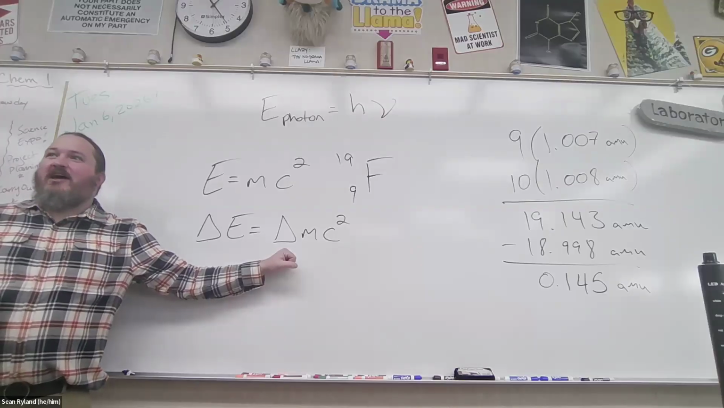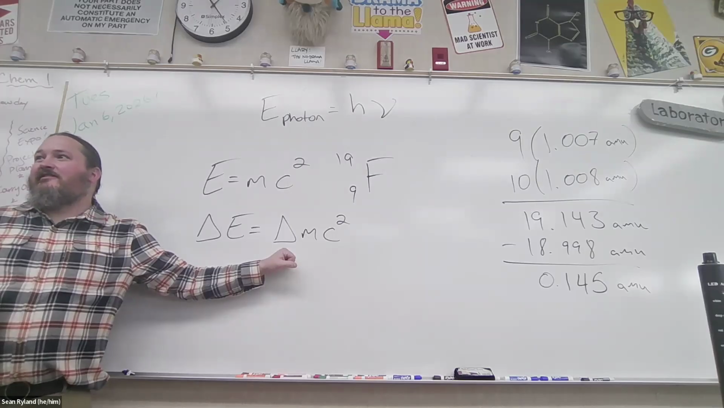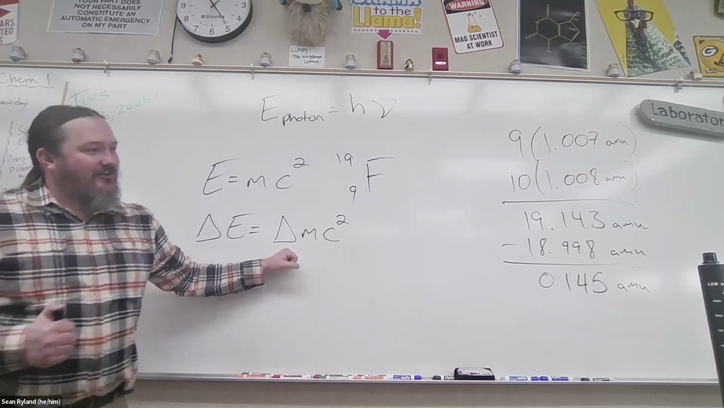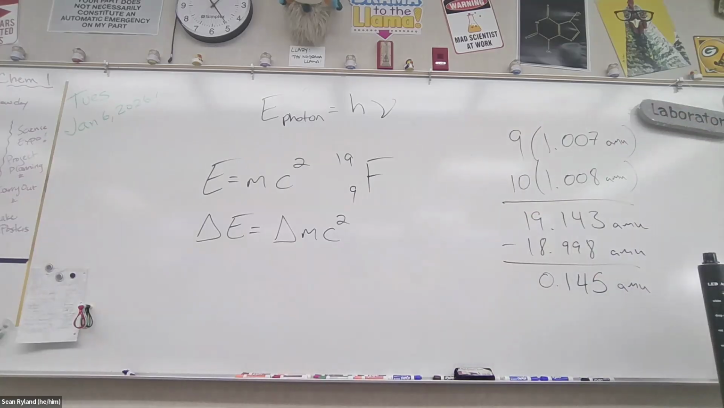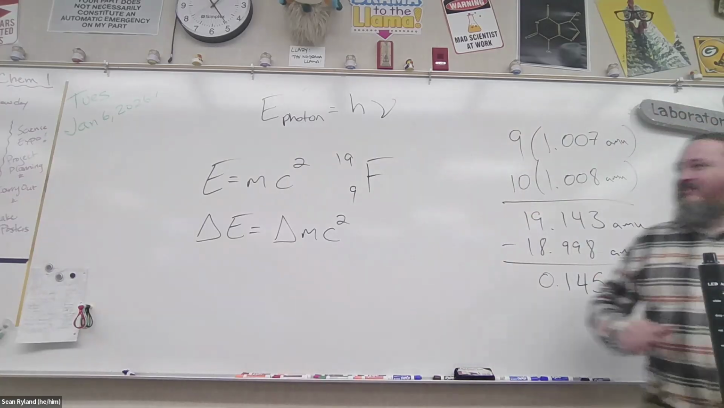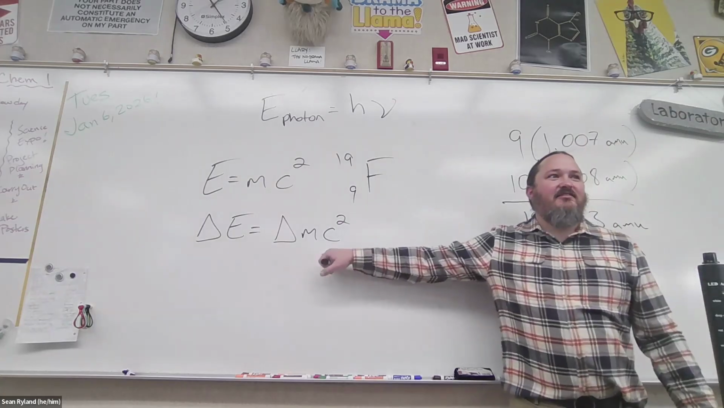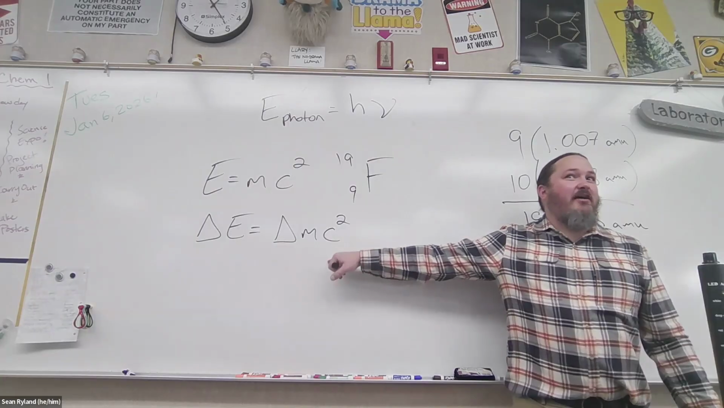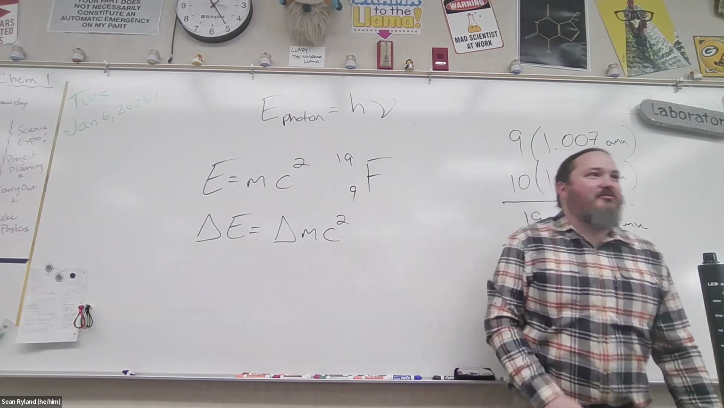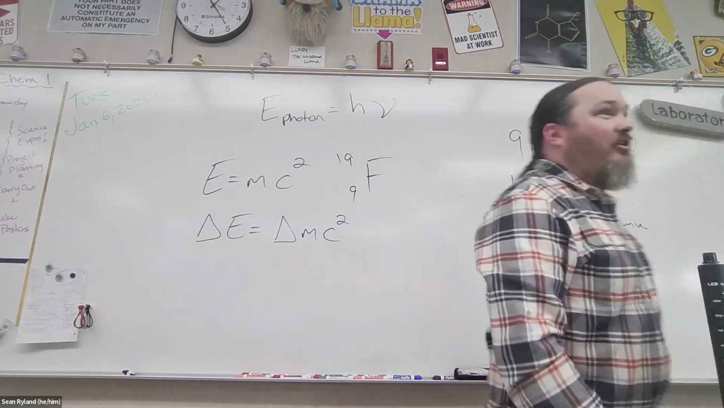What are physics units for mass? 10. It's a good guess. Units, not numbers. What's a physics unit for mass? It's not AMU. It's not even grams. It's the bigger one, kilograms. So we need it in kilograms.